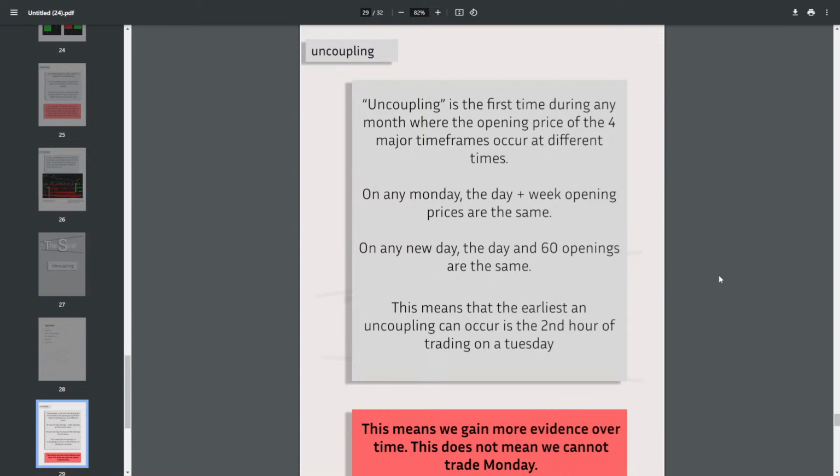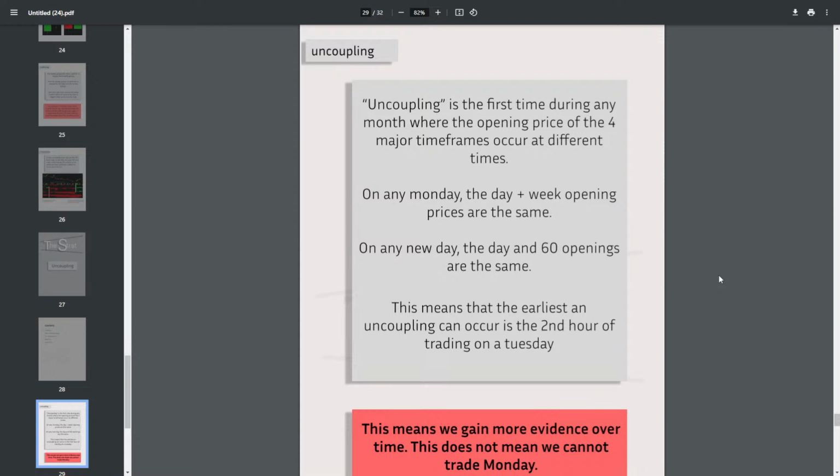major time frames occur at different times, and thus they normally occur at different prices. So on any Monday, the day and week open at the same price at the same time. So we actually don't know what the daily group is doing, because at that point, since the opens are the same, we only understand what the weekly group's trying to do. And then on any new day, the day and 60 openings are the same, because at the open of a day, the day and 60 open at the same time. So we only know the first 60 of the day what the daily group's doing.